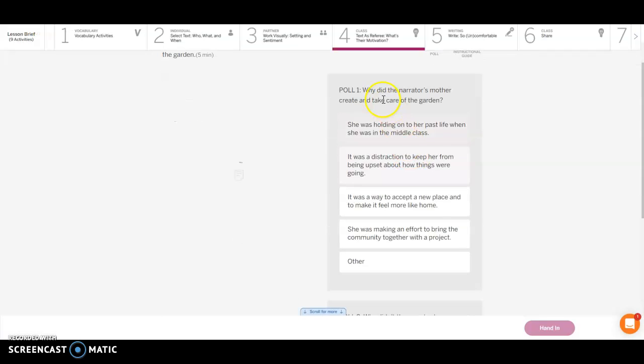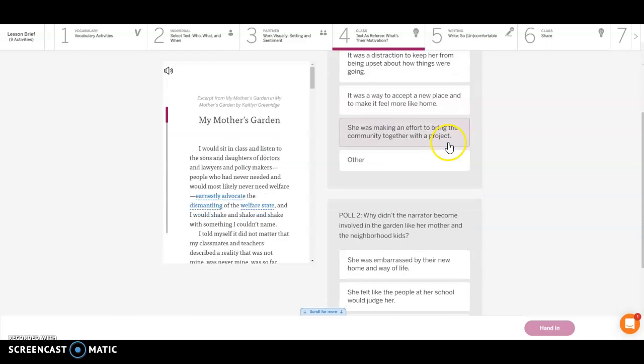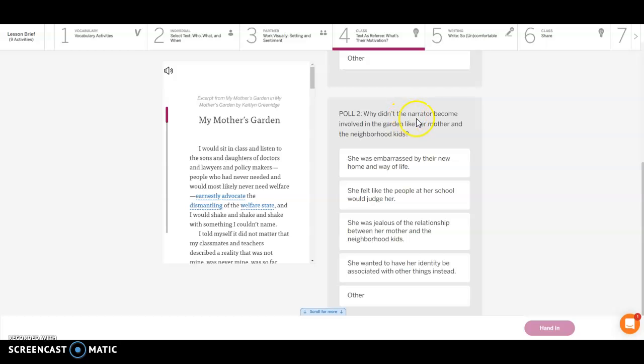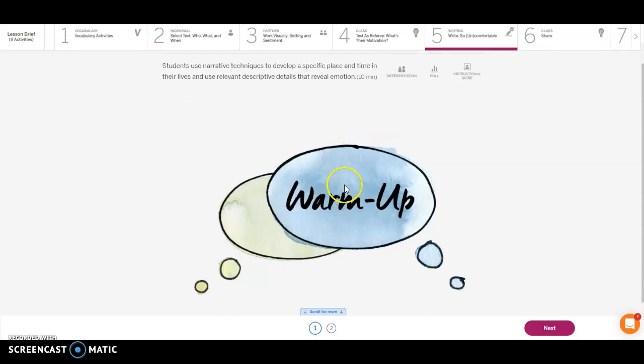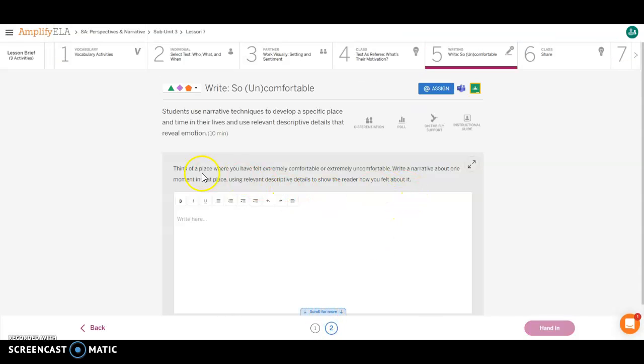And you're going to take this poll, why did the narrator's mother create and take care of the garden? So answer that. And then poll number 2, why didn't the narrator become involved in the garden like her mother and the neighborhood kids? Then you're going to go into your writing. The writing task for today is to think of a place where you have felt extremely comfortable or extremely uncomfortable.